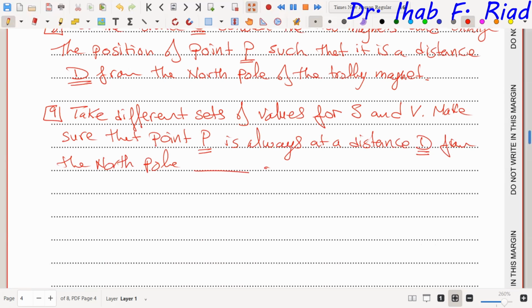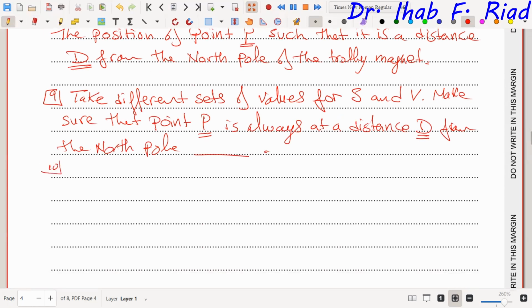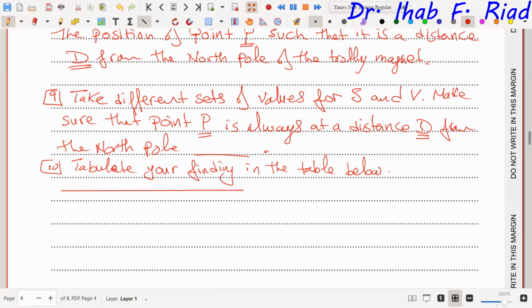Okay, then tabulate your findings in the table below. Okay. So what are we going to have in the table? What do you think? We'll start from the independent variable. Yes. What is it going to be? It is S. It is S, right?